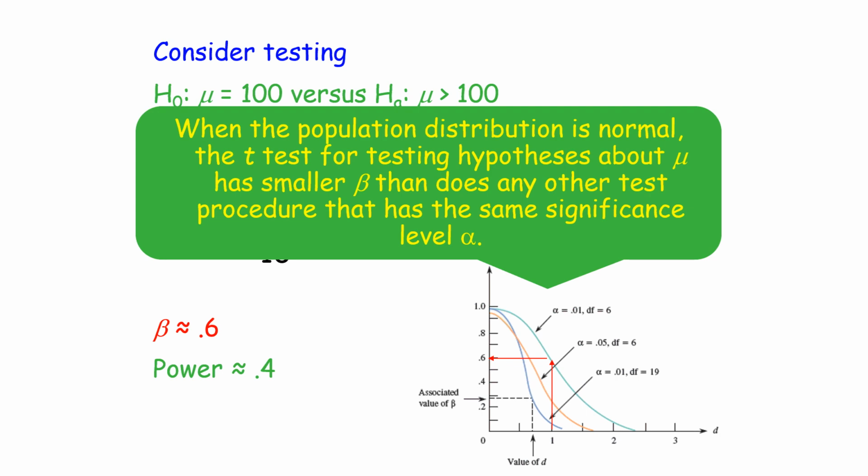When the population distribution is normal, the t-test for testing hypotheses about mu has a smaller beta than does any other test procedure that has the same significance level of alpha.